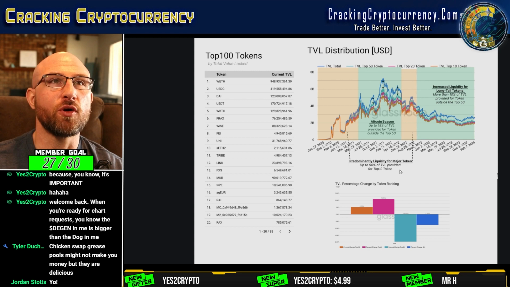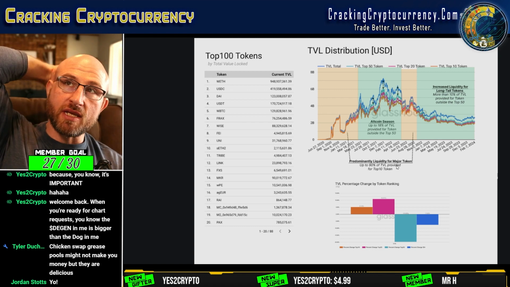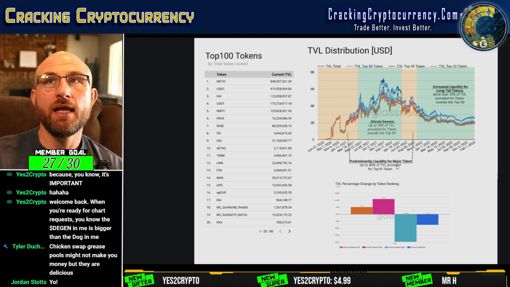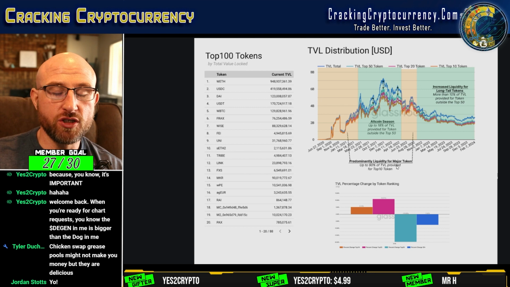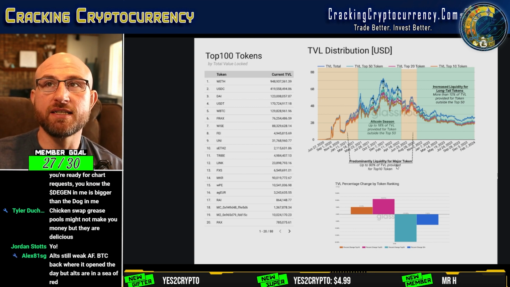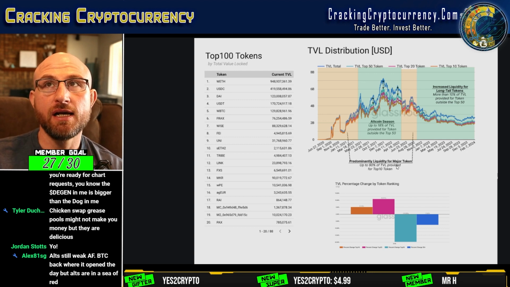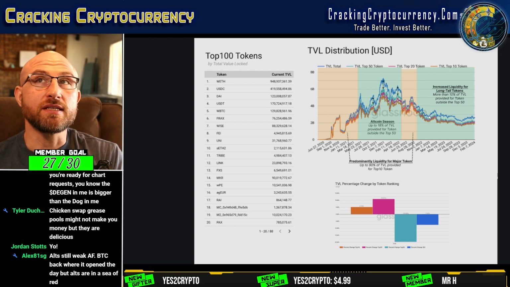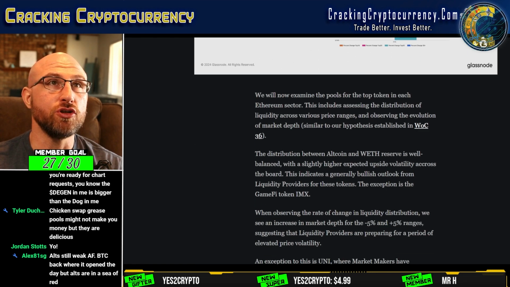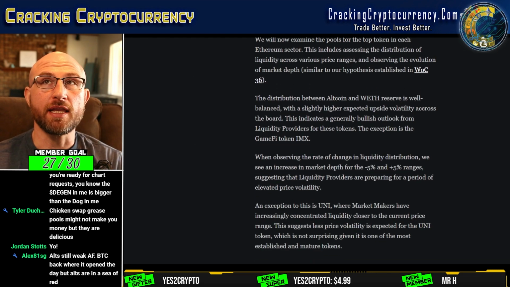Here we have predominantly liquidity for major tokens, up to 90% of TVL. So this is a very interesting metric. If we look at the breakdown of the total amount of TVL provided to liquidity pools on Uniswap, anytime that ratio of liquidity being provided to tokens outside of the top 50 goes above 10%, that is a very early indication of altcoin season and an indication to start being risk on in the altcoin market. So very interesting. I really like this. This is a level of analysis that I would like to do more of, because I like quant analysis.